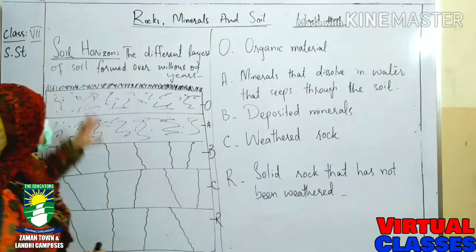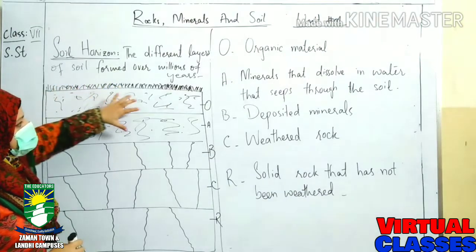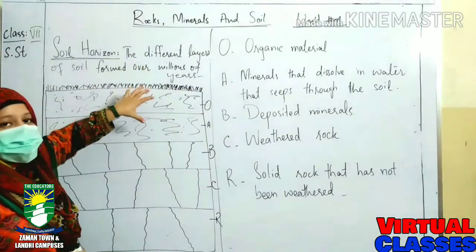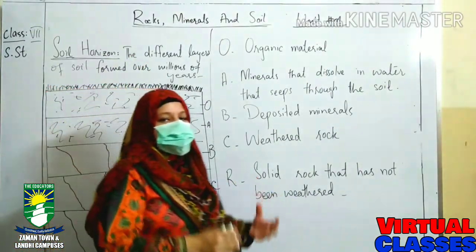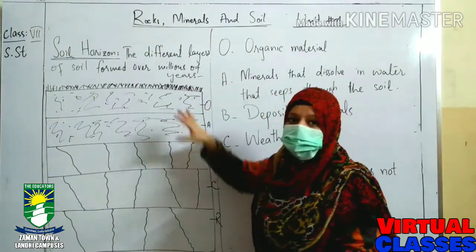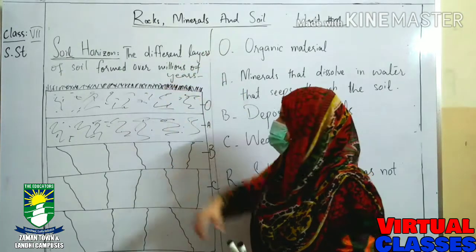For example, there is the grass. Under the grass, we have a layer that is known as O. O is made up of organic material. Organic materials are those substances that are obtained from plants and animals. So the first layer, which is close to the crust, consists of organic material.